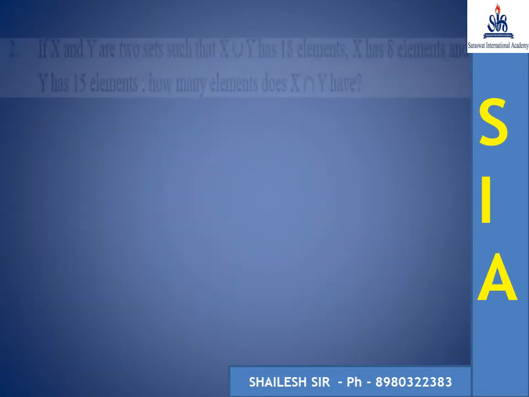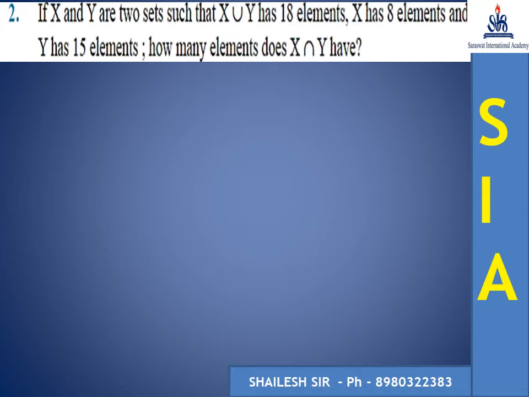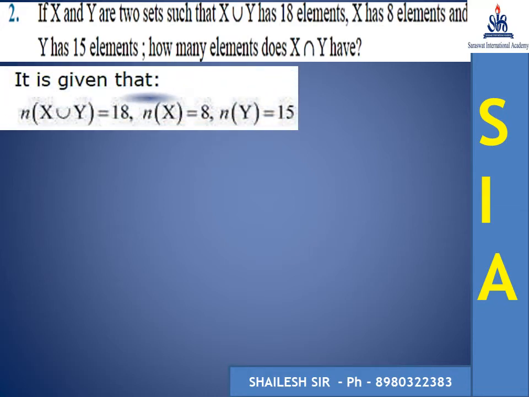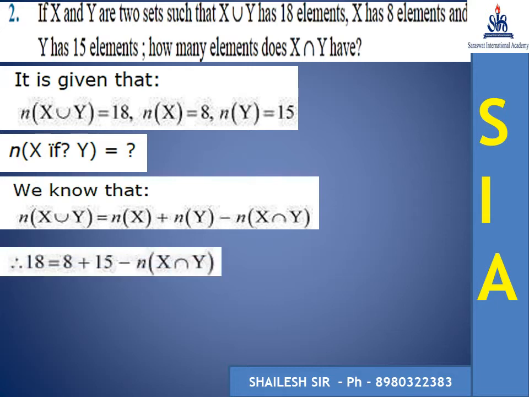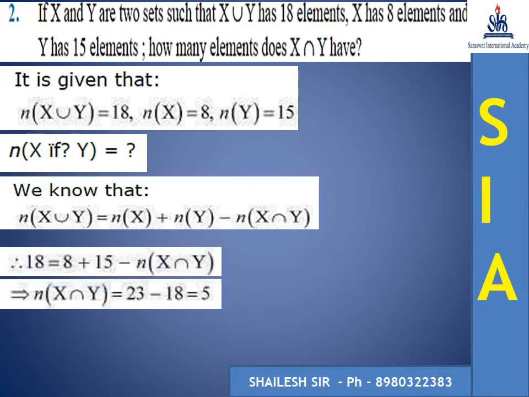Now next one, question number 2. n(X union Y) is given as 18, 8 elements are given in X and 15 elements in Y, and how many elements are in X intersection Y? Same example and same question, I am just moving on. We know that n(X union Y) is equal to n(X) plus n(Y) minus n(X intersection Y). Putting in all values and calculating, definitely you get n(X intersection Y) equal to 5, and I show this value again in the Venn diagram.